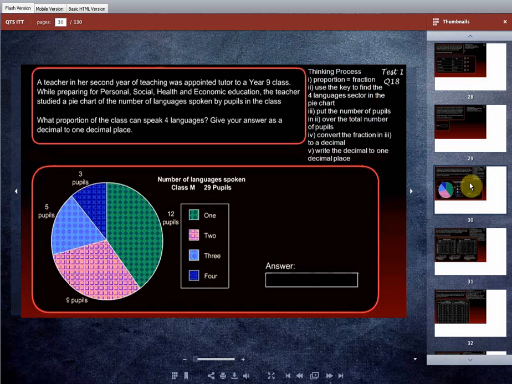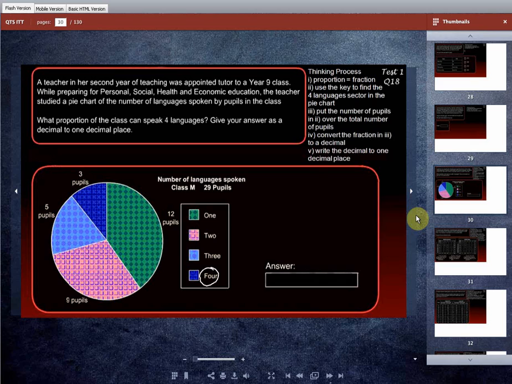Test 1, Question 18. A teacher in her second year of teaching was appointed tutor to a Year 9 class. While preparing for personal, social, health and economic education, the teacher studied a pie chart of the number of languages spoken by pupils in the class. What proportion of the class can speak 4 languages? Give your answer as a decimal to 1 decimal place.